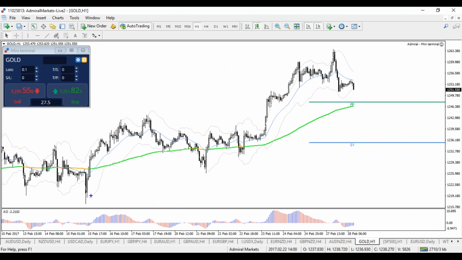Gold made that move up. Anyone who watched our gold webinar, I was talking about the bullish potential here for price to make a 5th wave. That neatly happened, so I was happy to see that.